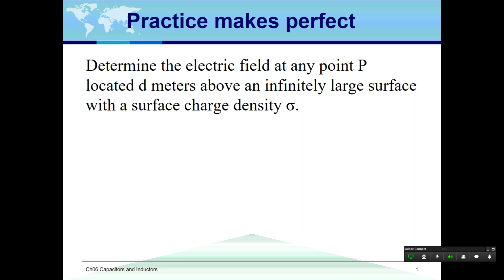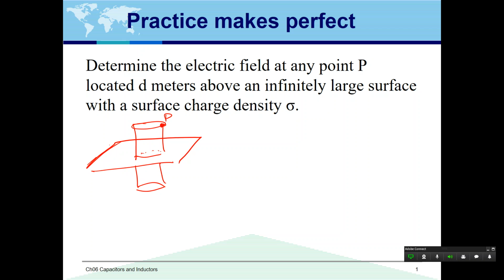I see a lot of you guys attempting to do crazy integrals. Remember, Gauss's law is to prevent you from having to do integrals at all. If I drew my Gaussian surface just like that, right? I have this charged surface, all right? Let's say it's infinitely large. It doesn't really matter. My point P is located on this surface at the top here.